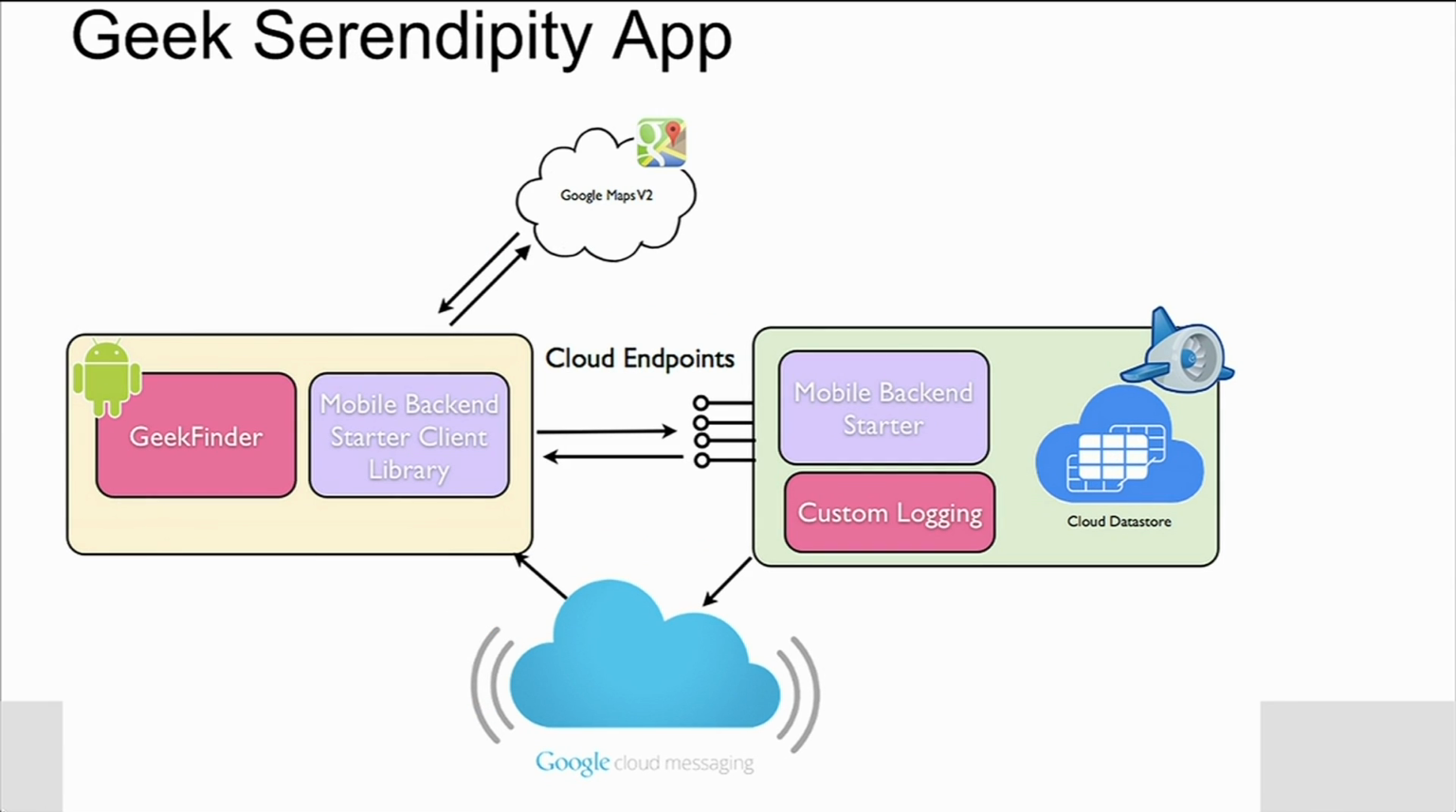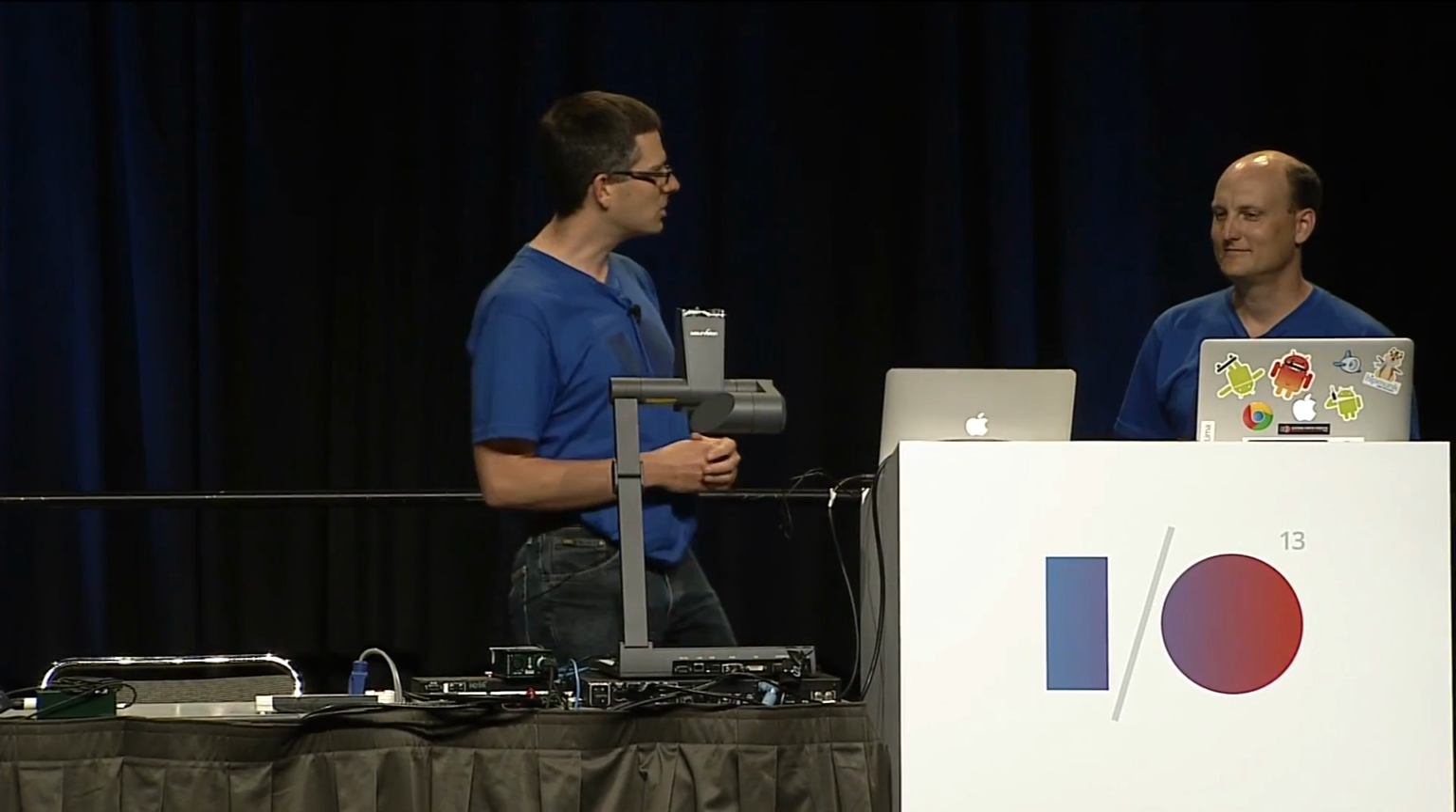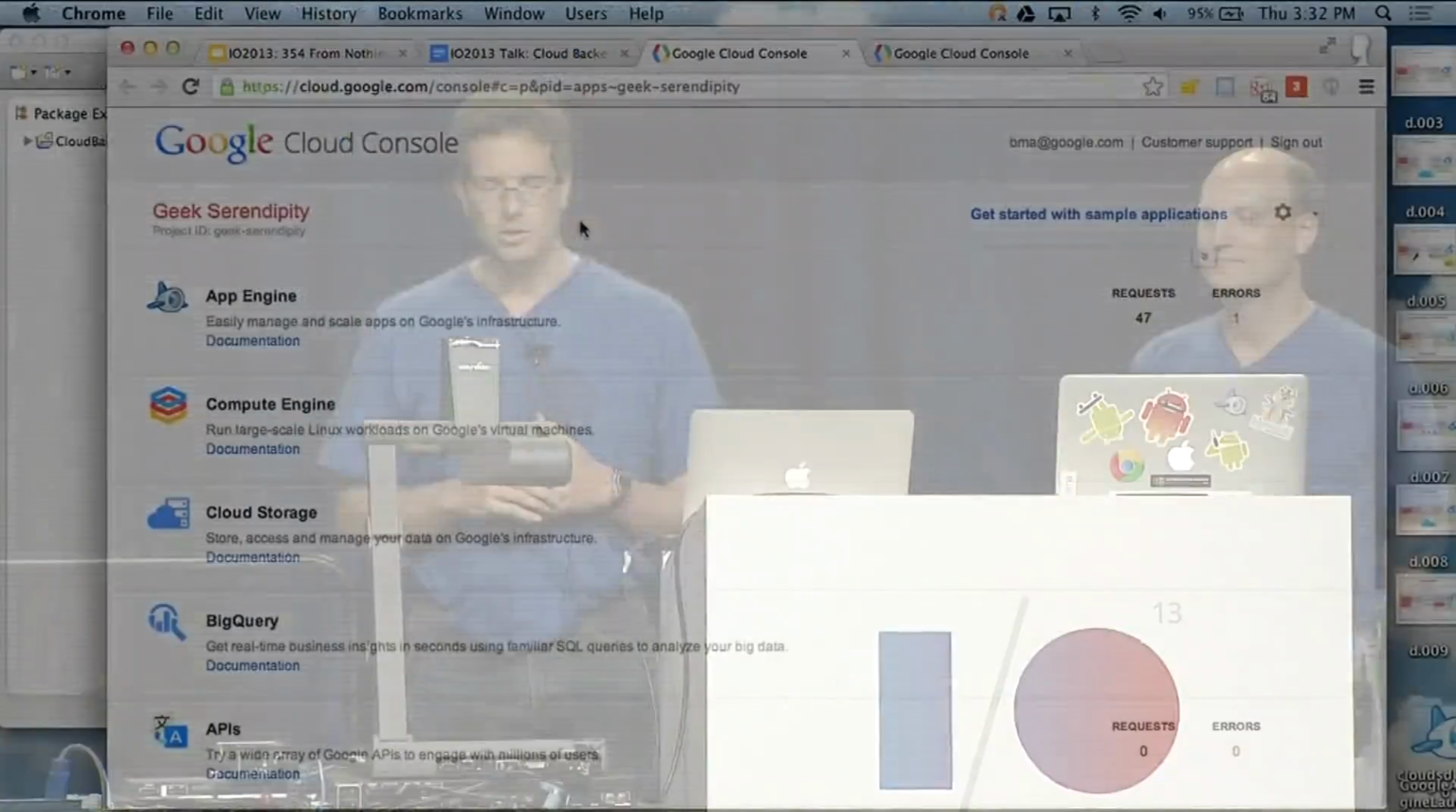Well, we need to come up with a map display, so we can use the new Android Maps v2 API, and then use the Mobile Backend Starter to make our queries to the cloud and get the locations of geeks and report our own location up as well. Sounds good. So should we get started? Absolutely. Okay, let's go. So our story begins here at the new Cloud Console.